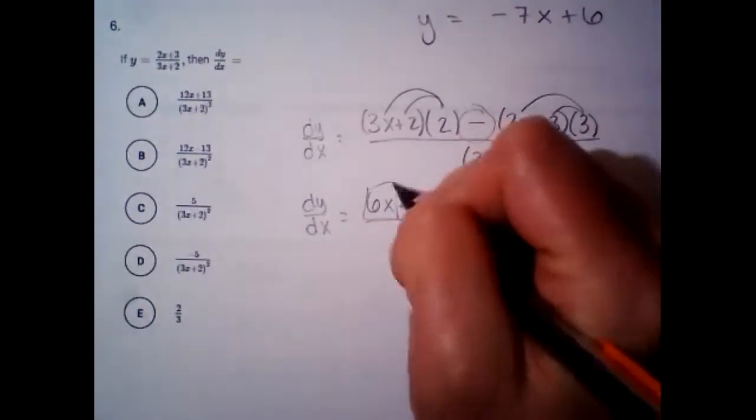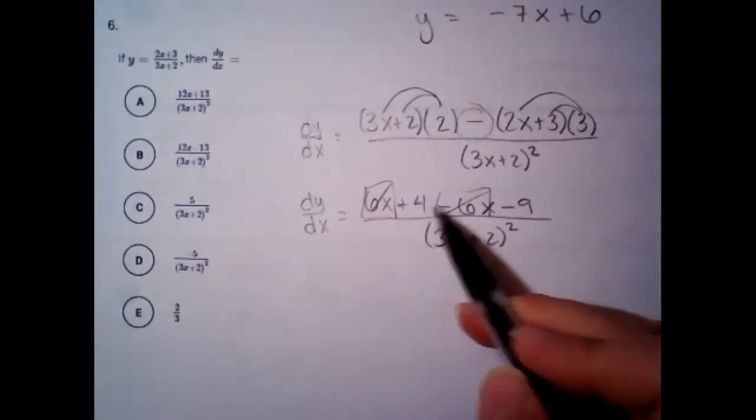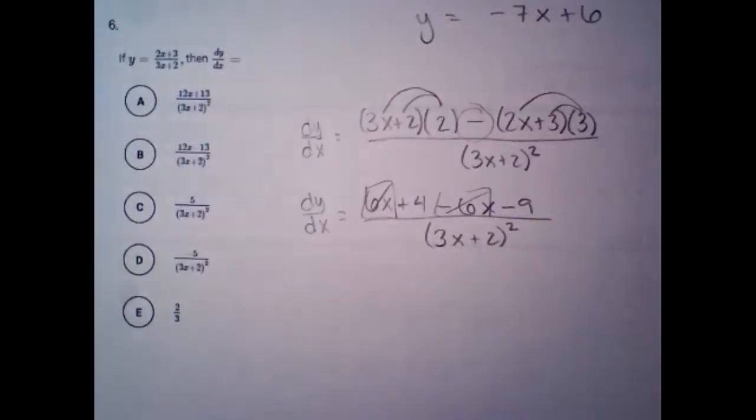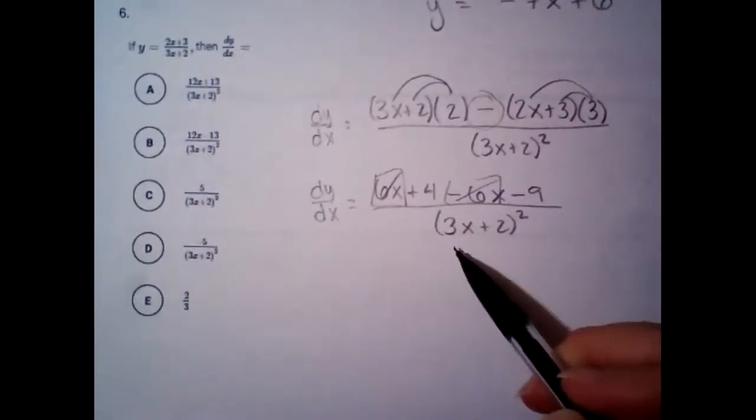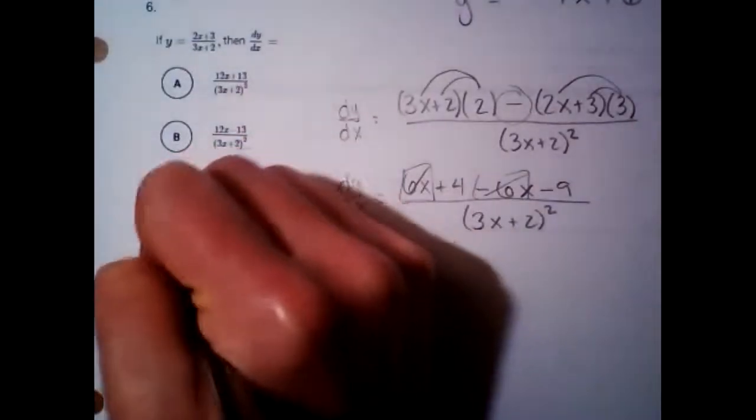And then these 6x's are going to cancel. And so my numerator 4 minus 9, that'll be -5. So I'm looking for -5 over 3x plus 2 squared. So that would be D.